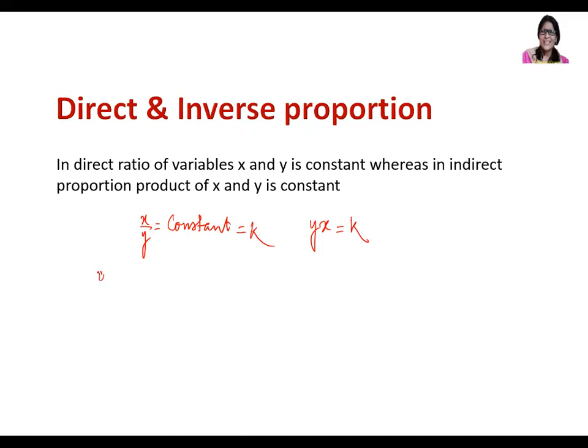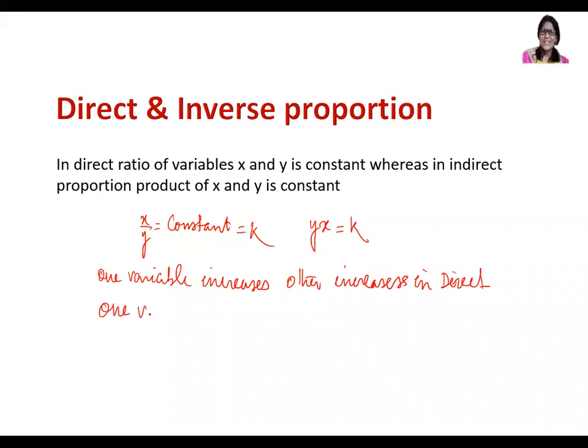In direct proportion, if one variable increases, the other also increases. And in inverse proportion, if one variable increases, the other decreases. So you followed? Let us go for the question now.